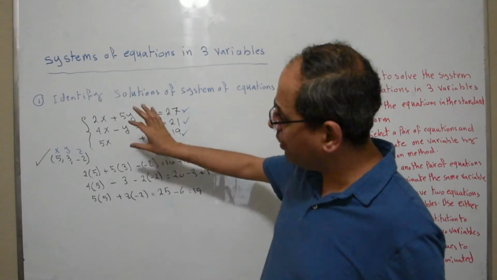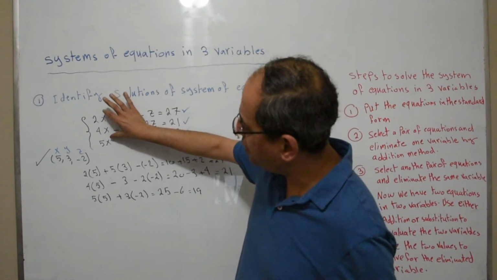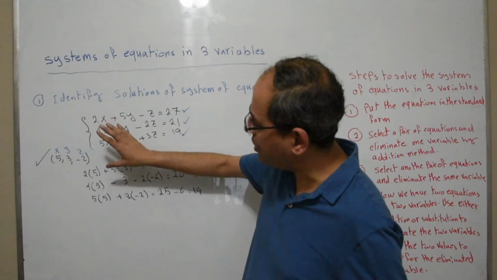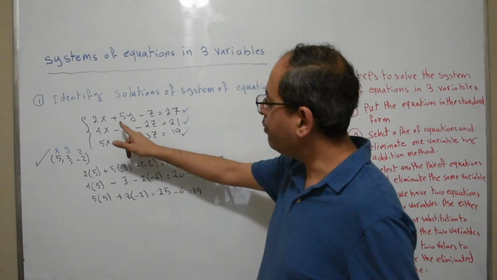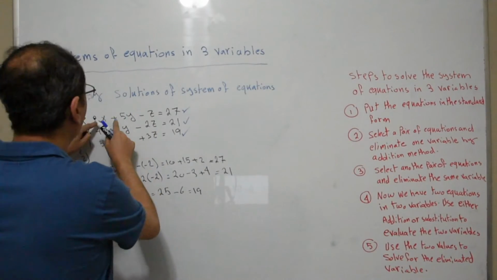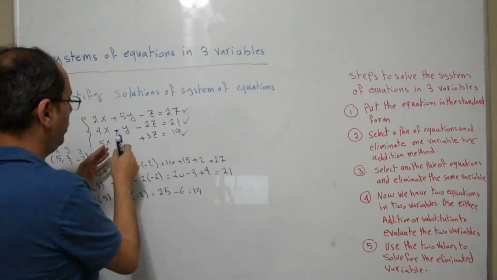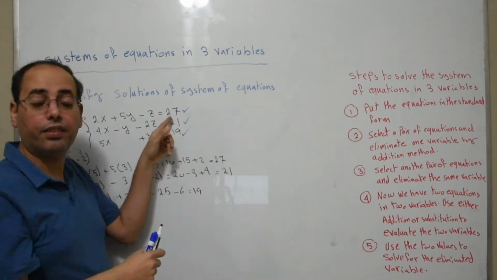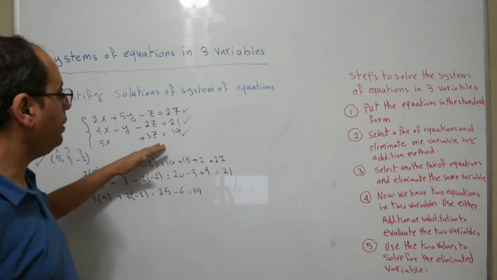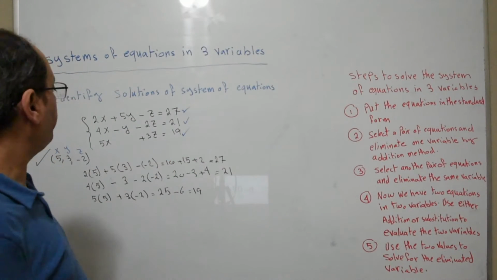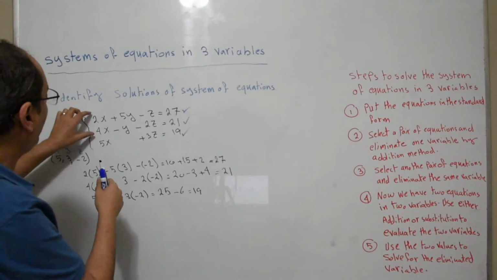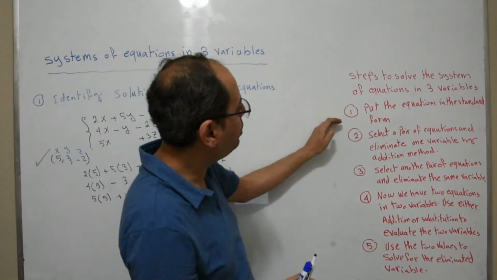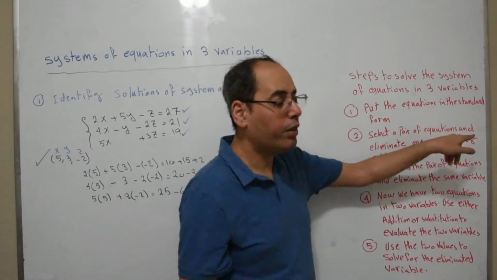So actually, the first step is we're going to do some steps here. The first step, we have to make sure that this equation is in standard form, meaning that you have x, y, and z on the left and the number is on the right. Okay? The second step is, after that, you have to select a pair of equations.